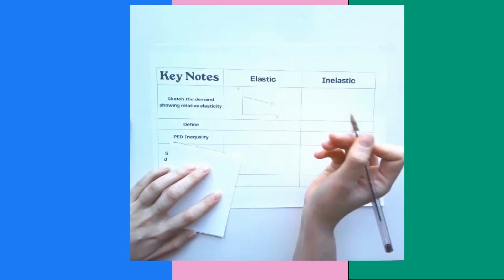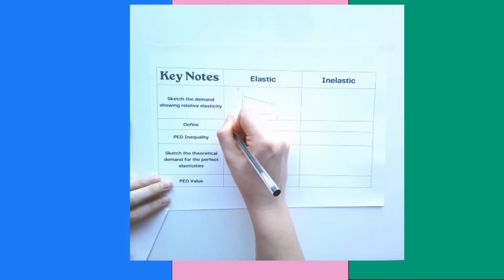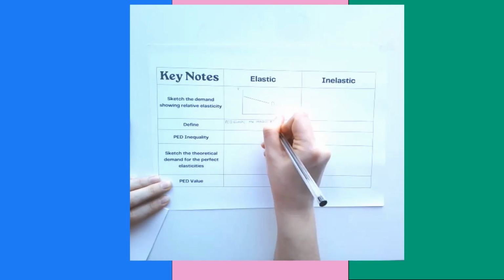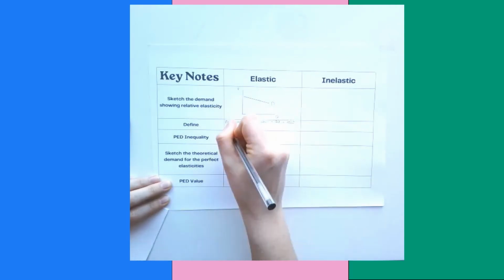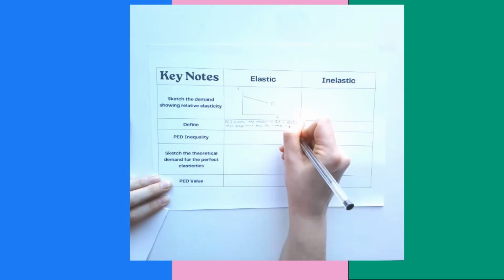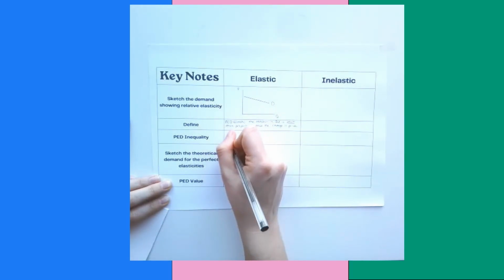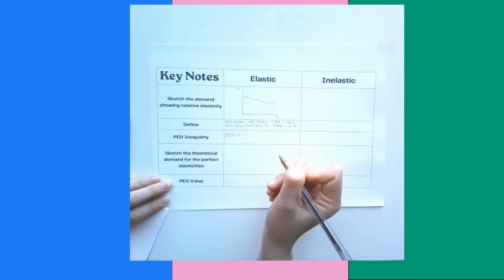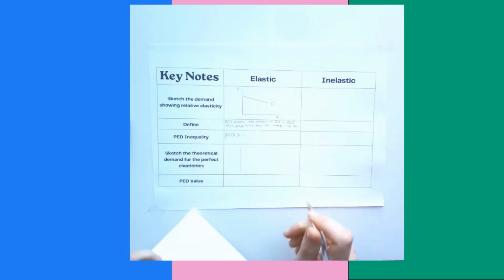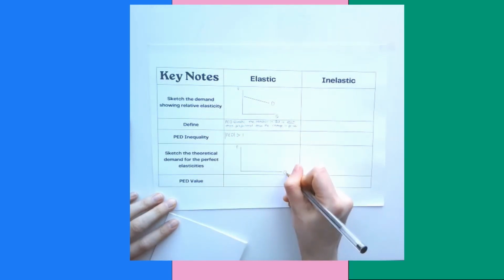So if I'm drawing a relatively elastic demand curve, I've drawn that as quite flat. My definition is the reaction in quantity demand is more than proportional than the change in price. PED is greater than 1 if I've got an elastic curve. The theoretical demand for perfect elasticity is a completely horizontal demand curve. And to calculate the PED value, I would find the percentage change in quantity demand divided by the percentage change in price.